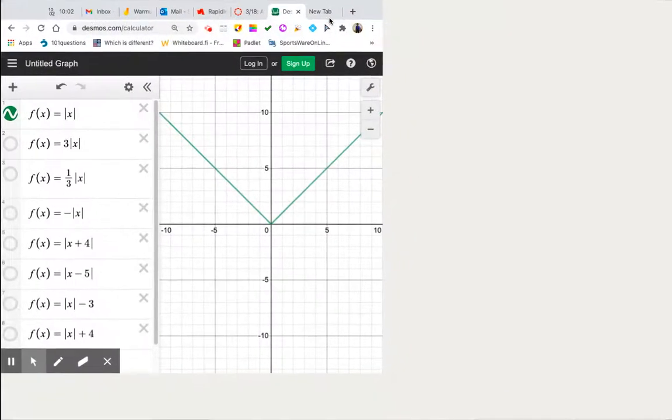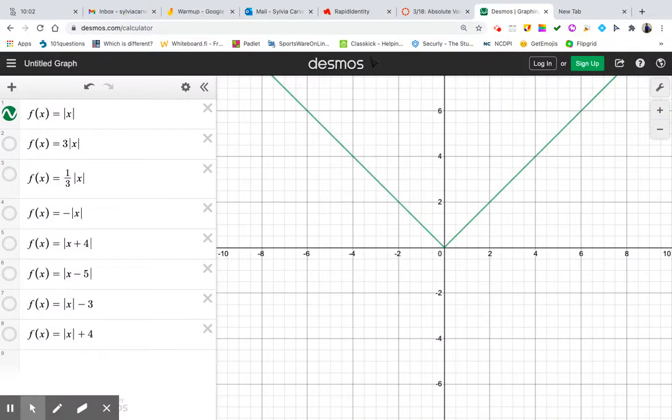So in Desmos, this is my parent absolute value function. It's the one that's here in the green. When you graph an absolute value function, it should make a V. So absolute value is actually a special type of piecewise function. So there's actually three sections to this graph, believe it or not.